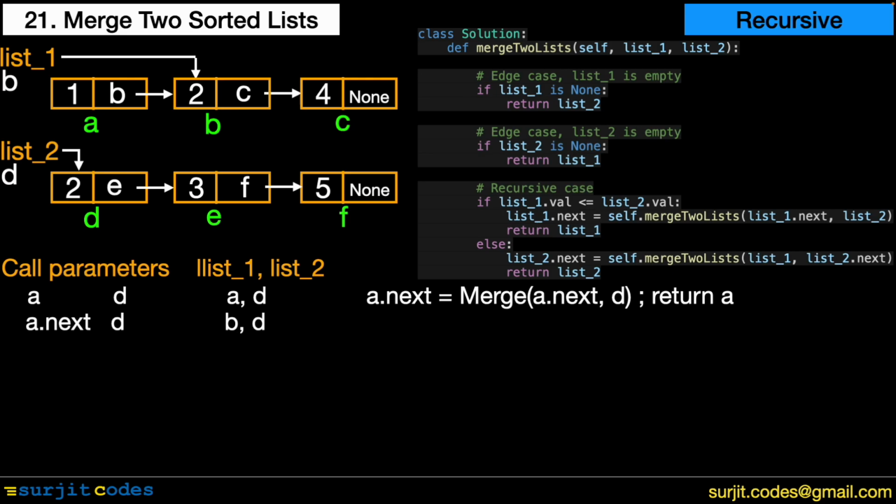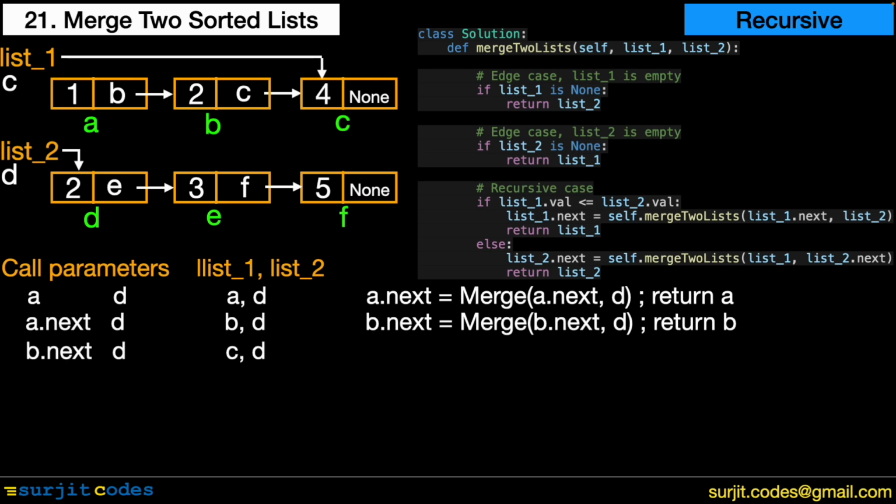A next is B, so next call parameters are B and D. Both B val and D val are 2. In such cases, we give preference to the first list. So B will be the head of the merged list, but before we return B, we need to merge B next with D and their combined head will be the new B next.